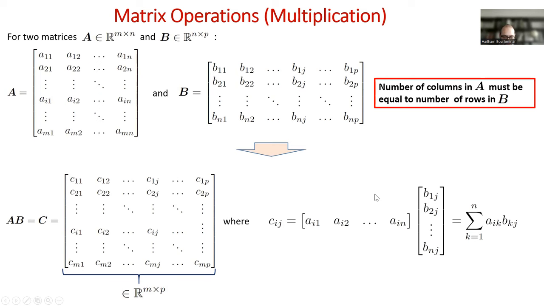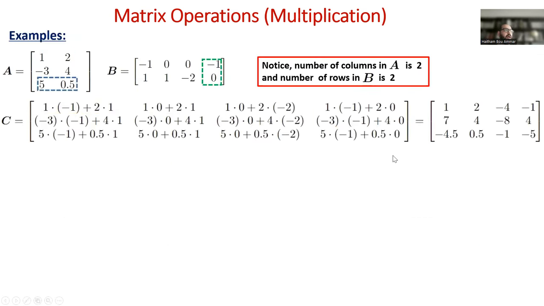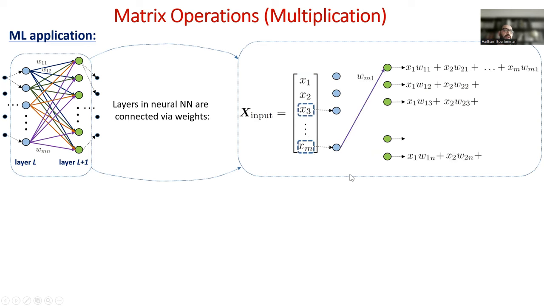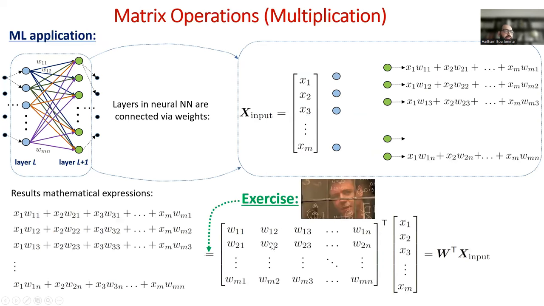Now, if this is not clear, please go back to the previous lecture where we described how we do the multiplication. And then we applied this to neural networks, where we had two layers, and we showed that a forward pass before the nonlinearity could be written as a product of this matrix with this vector.